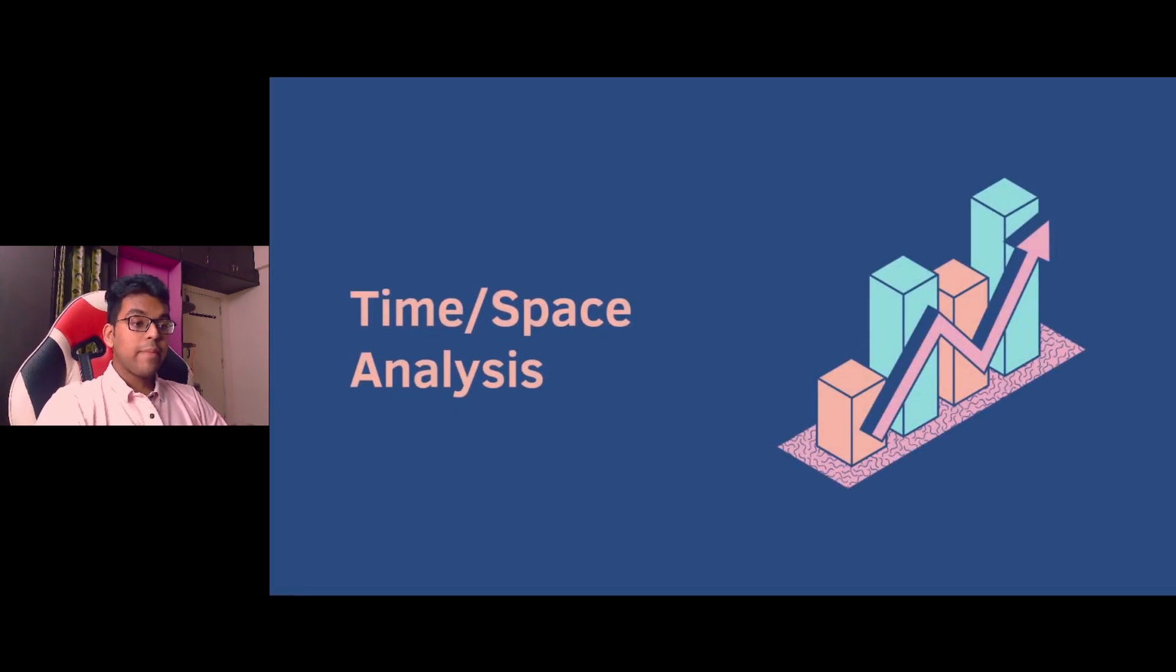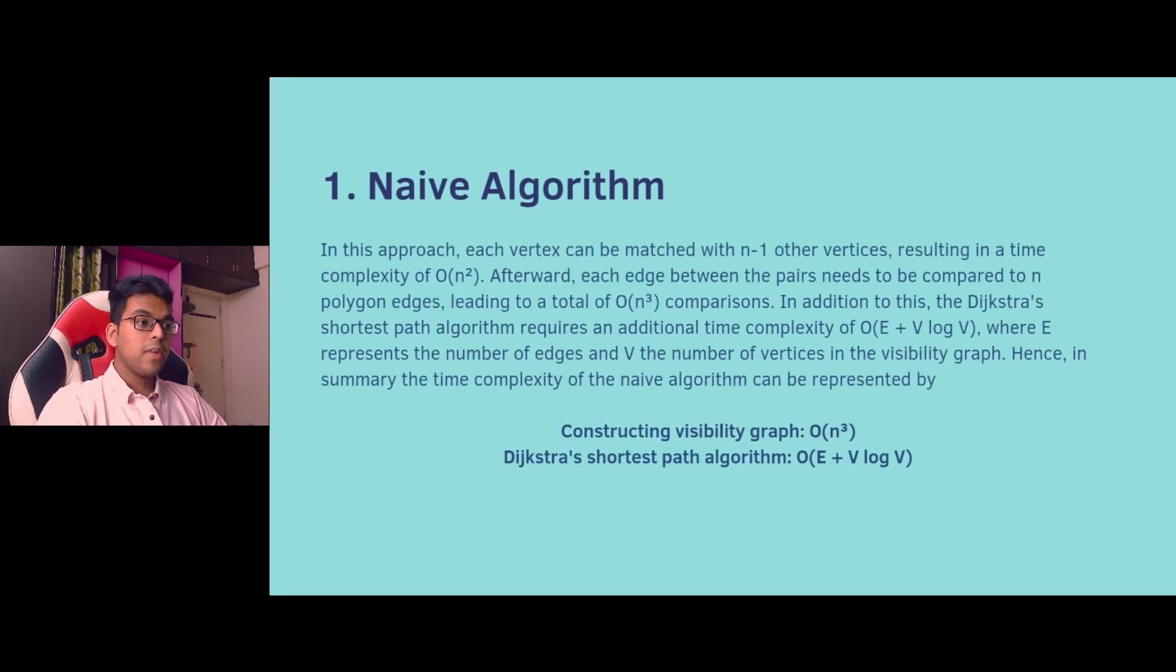Now coming to the time and space analysis of the algorithms mentioned. The naive algorithm picks one vertex and compares it with n minus 1 other vertices, resulting in a time complexity of O(n²). Afterwards, each edge between the pairs needs to be compared to n polygon edges, leading to a total of O(n³) comparisons.